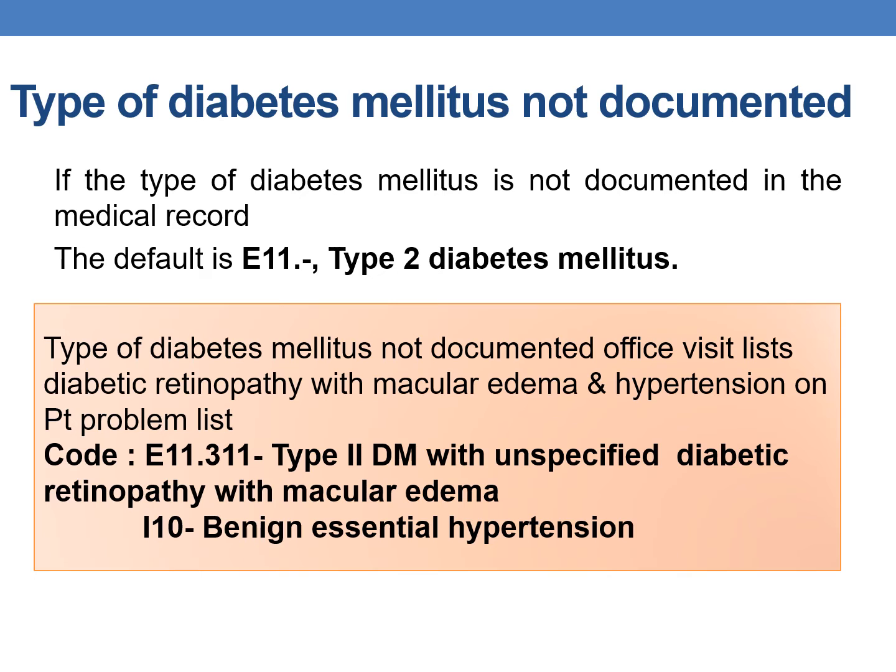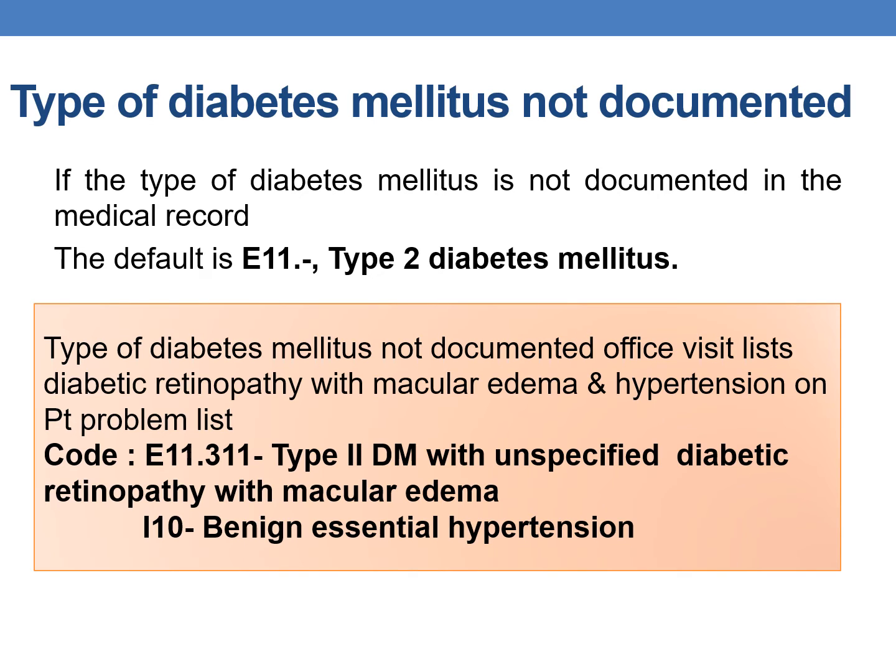Now coming to the scenario where the type of diabetes mellitus is not documented. If the type of diabetes mellitus is not documented in the medical record, by default you need to assign the E11 series, that is type 2 diabetes mellitus. This is a ground rule.